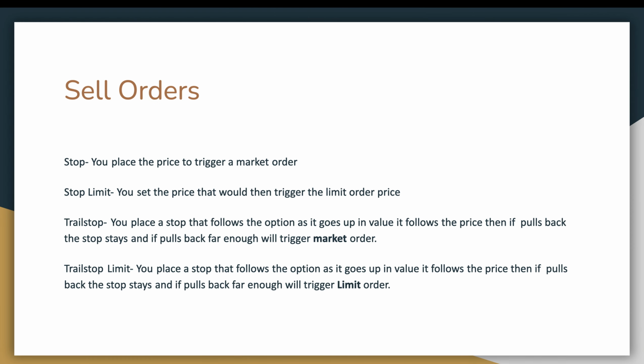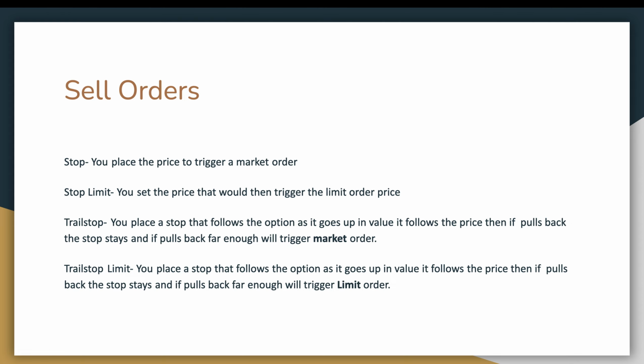So we'll look at the different sell type orders. You have your typical stop order, where you put your set price, and it'll trigger a market order at that price or better. So you're going to get filled, but you may not get filled at the price you want. It may be 2 cents below. It may be 20 cents below. It's whatever the next order can get you filled at.